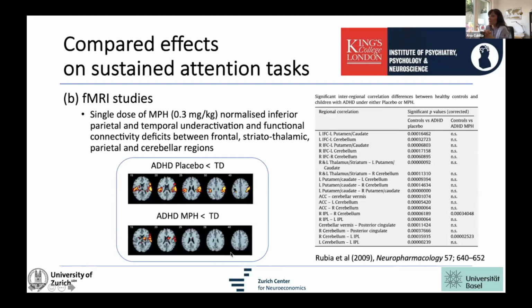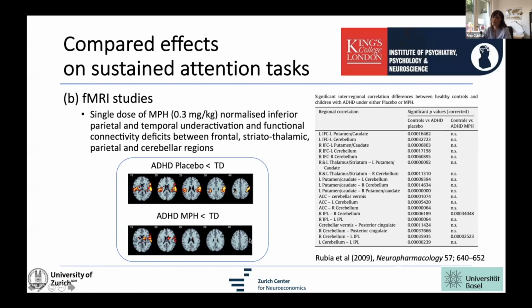And using a sustained attention paradigm, a group has previously shown that a single dose of methylphenidate in medication-naive children with ADHD could partially normalize the activation deficits that were seen when patients were under placebo, as you can see here in temporal and parietal regions, and these were partially normalized.